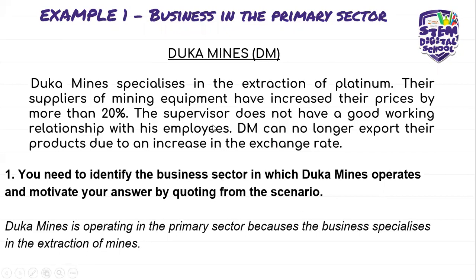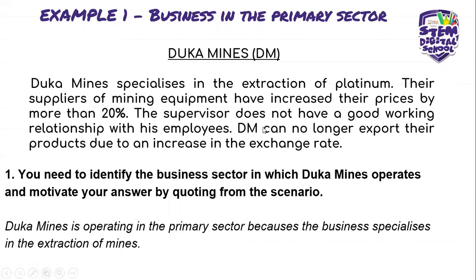Right. So now, basically, let's look at this activity or example. It says Duka Mines, given by DM. Duka Mines specializes in the extraction of platinum. Now, there is an extraction of platinum. So extraction of platinum, it will be seen as natural resources, basically, right? So their suppliers of mining equipment have increased their prices by more than 20%, right? The supervisor does not have a good working relationship with his employees.